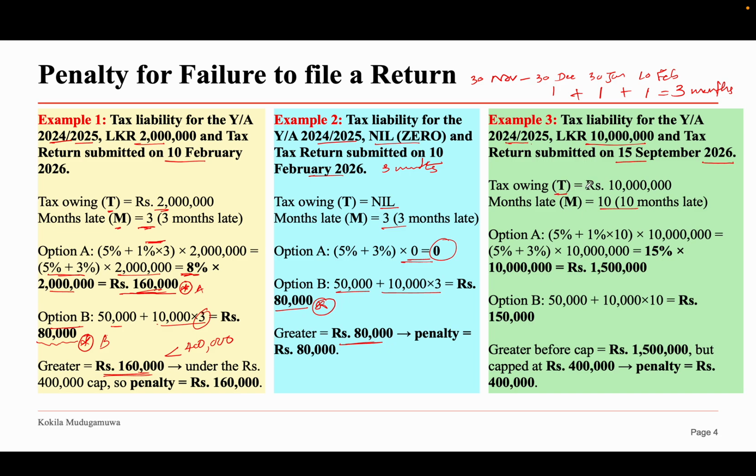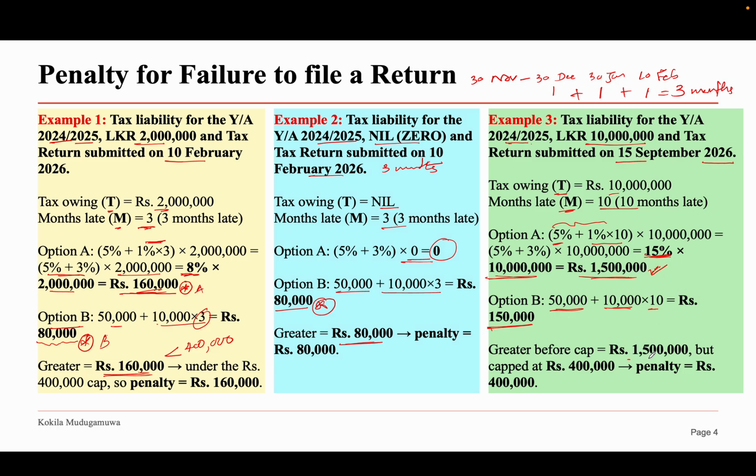Then tax liability 10 million and months 10. Then 5% and 1% for each month or part thereof, counted as 10, so altogether you will end up with 15%, and tax liability is 10 million. 10 million into 15% is 1.5 million. Option B you are also required to calculate, in order to get the greater one: 50,000 plus 10,000 into 10 is 150,000. Then if you compare A and B, the greater one is A, right?